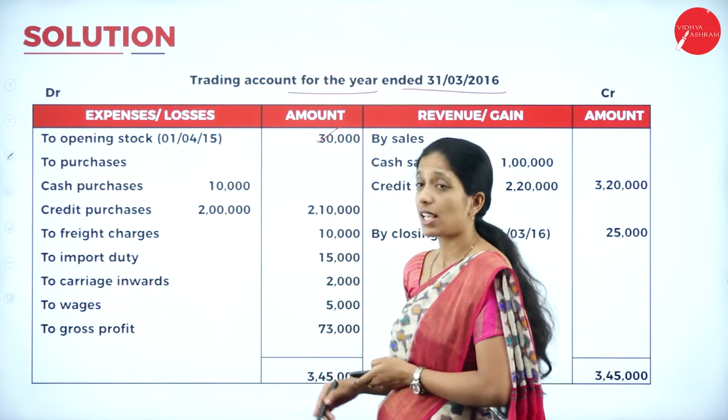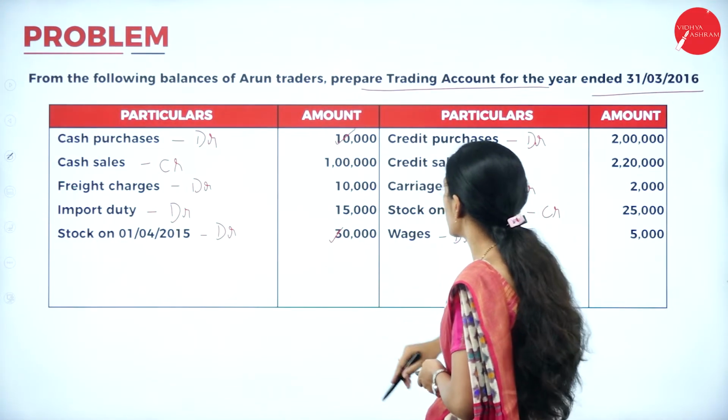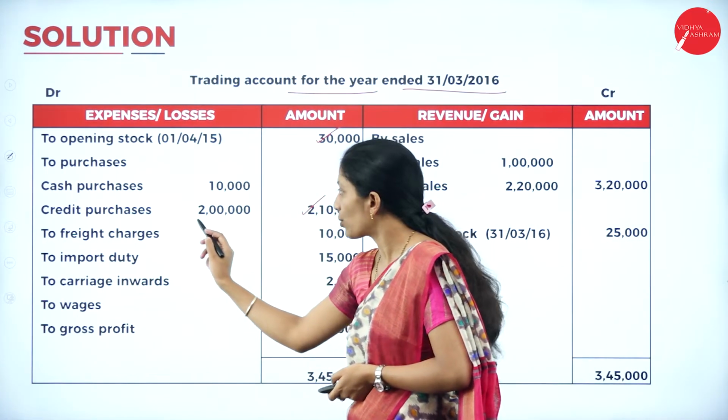Next we will write to purchase, but we have cash as well as credit purchase. So we shall take that. Cash purchase 10,000, credit purchase 2 lakh. So it is 2 lakh 10,000.